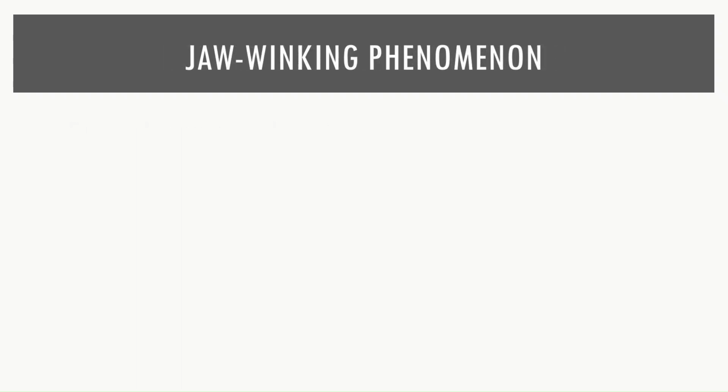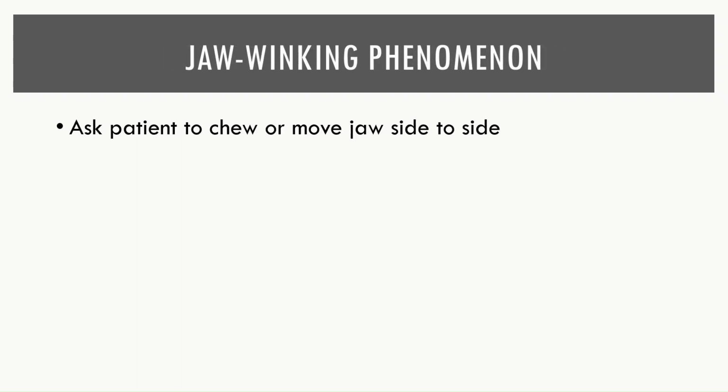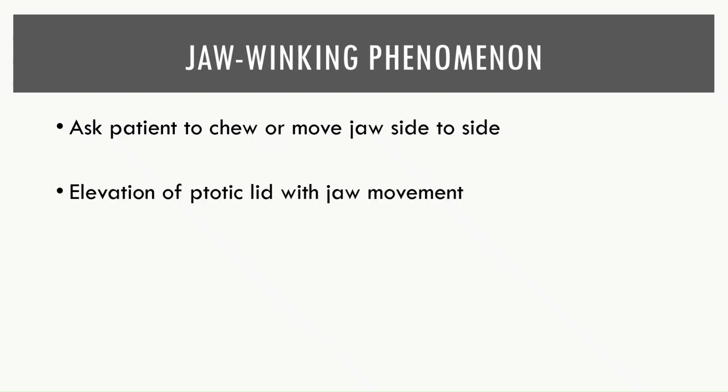Jaw winking can be identified by asking the patient to chew and move the jaws from side to side. Elevation of the ptotic lid with jaw movement is seen. It is seen in Marcus Gunn jaw winking syndrome.